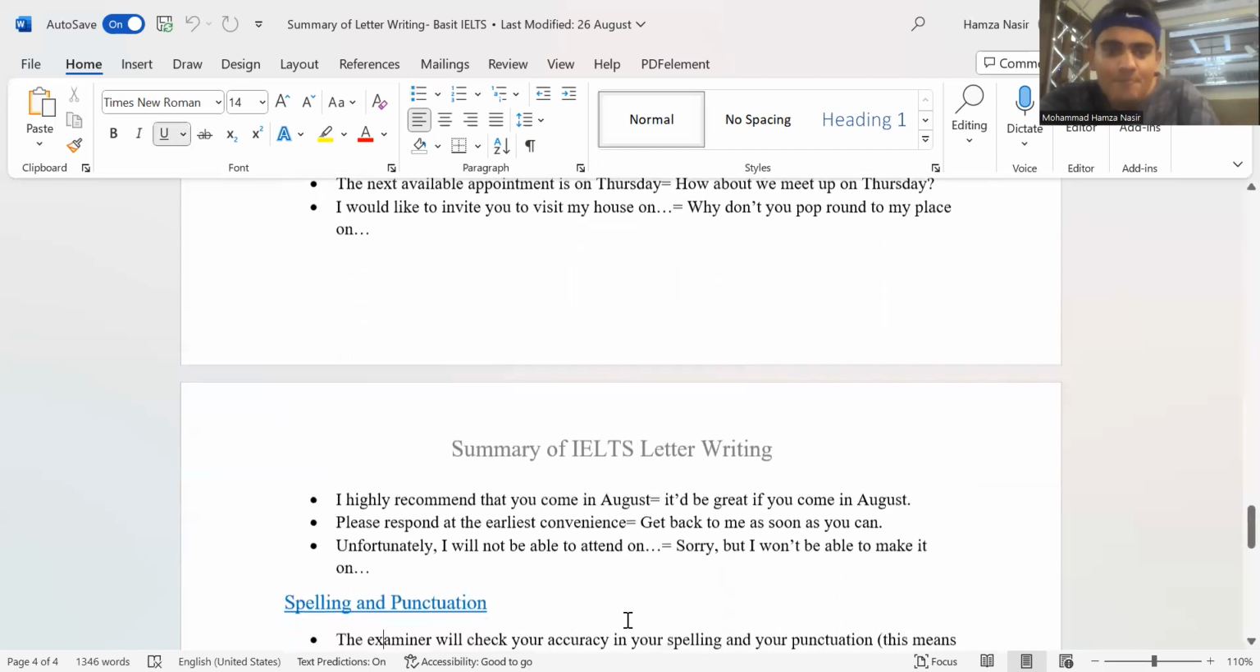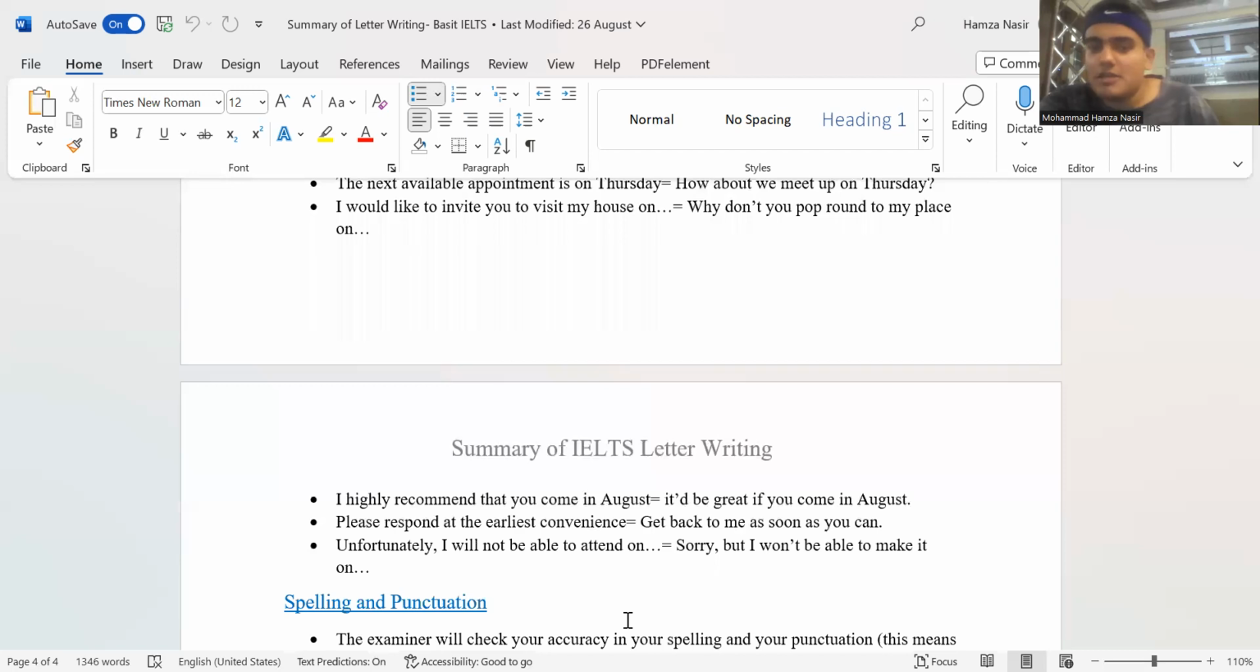Similarly, fellas, it says over here, I highly recommend that you come in August, right? That is formal. It would be great if you come in August. That's obviously informal, right? Please respond at your earliest convenience. I await your prompt response on the matter. That's obviously going to be a formal setting, whereas informal is going to be, get back to me as soon as you can, okay? Or get back to me whenever possible, right?